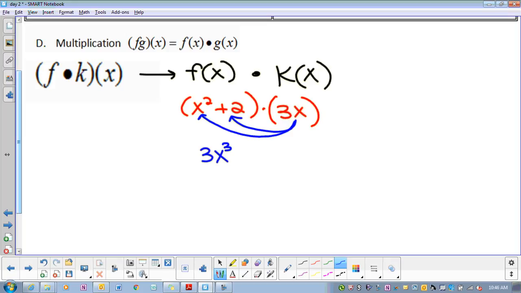And then look at the next one. 3x times a positive 2 gives me what? 6x. So plus 6x. And there we go. I can't combine 3x cubed with a 6x. So we stop here. It's done.